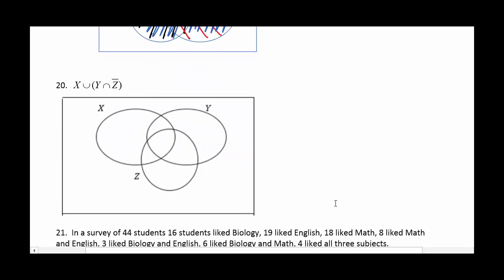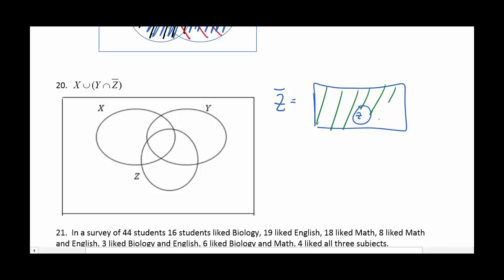All right, right down below, we have X union of Y intersect the complement of Z. Okay, so we've got to do some thinking about what each of these things mean. Let me start with the complement of Z. So if you just focus in on the part that's Z, so here is Z, the complement of that is going to be everything outside of Z.